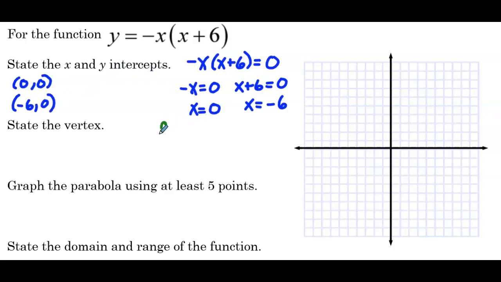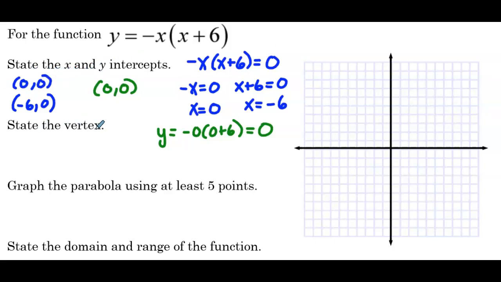Y-intercept, we're going to plug 0 in for x. So negative 0 times 0 plus 6, that's going to be 0. So the y-intercept is 0, 0. So what we notice is the x and y-intercept are the same, or one of the x-intercepts is the same as the y-intercept, because it happens at the point 0, 0.